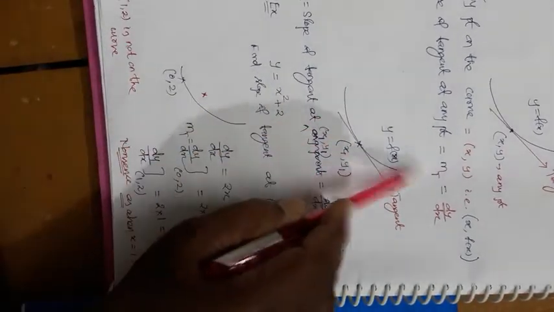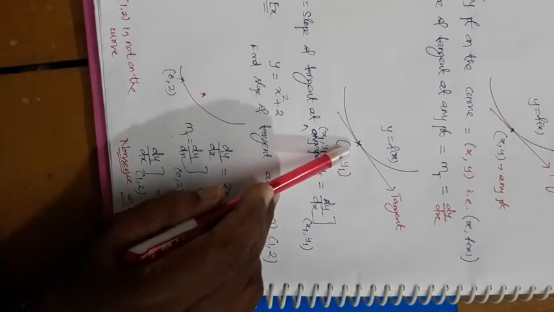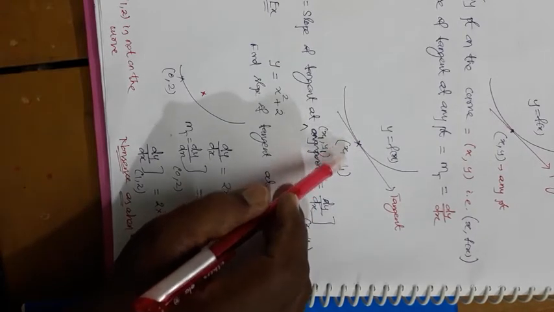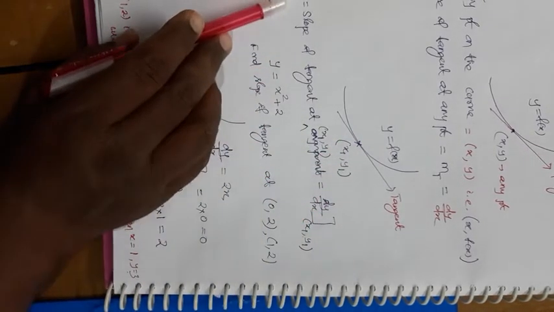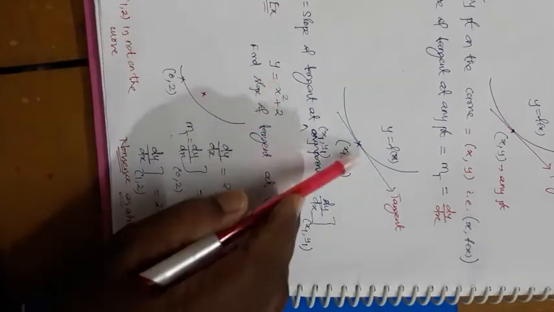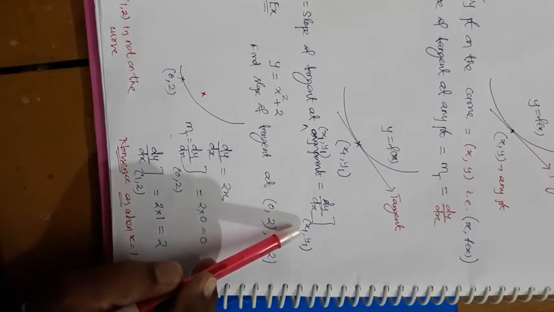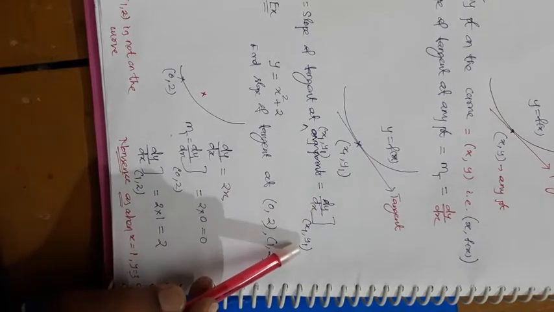Suppose this is a curve, and suppose this is a particular point. Any point is x, y. Suppose it is the point x1, y1. Then what is the slope of the tangent at this point x1, y1? Simply find dy by dx and put x1 in place of x, y1 in place of y.